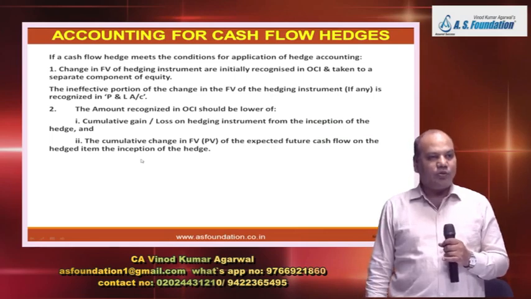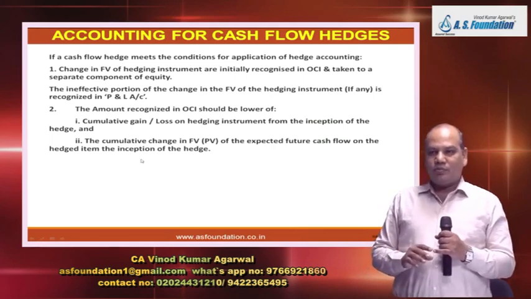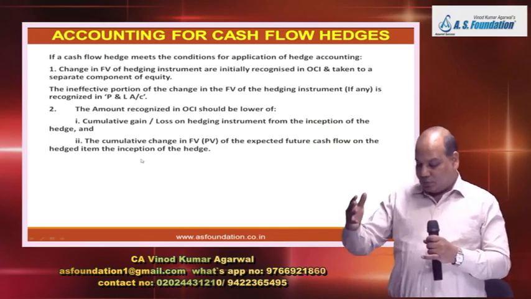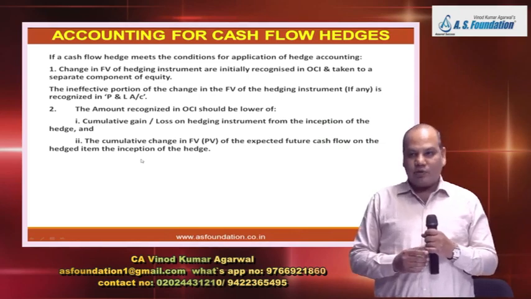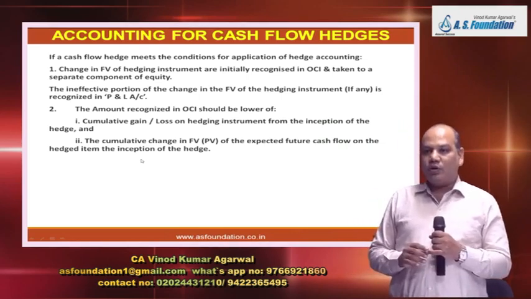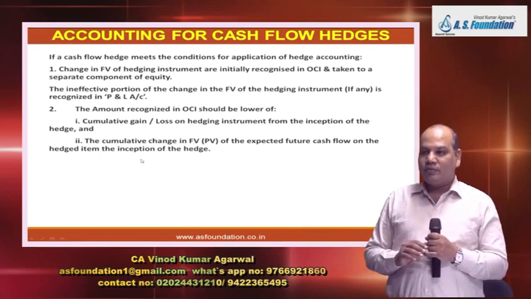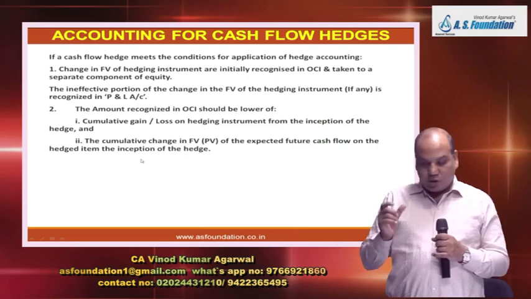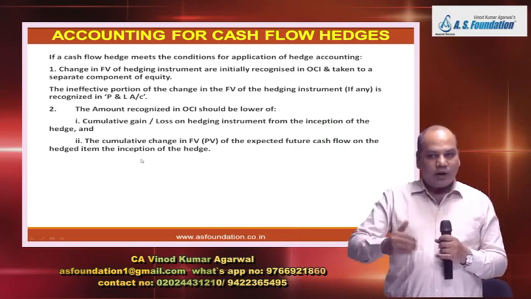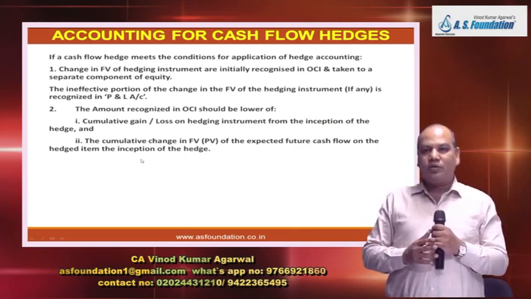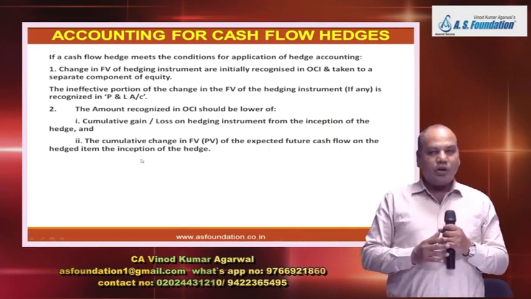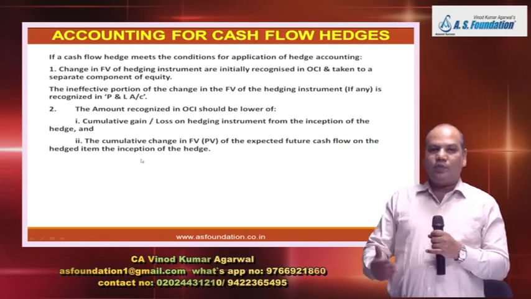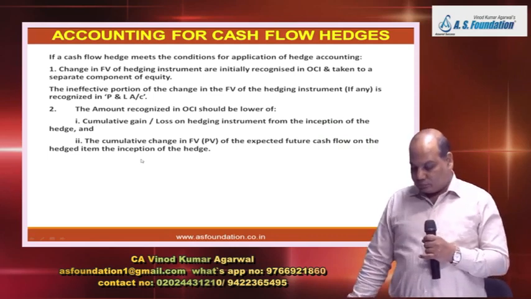In short, calculate the cumulative change in both the hedging instrument and the future cash flow of the hedged item. Whichever is lower, that is the effective hedge. And if the gain or loss is more than that, the additional gain or loss will be treated as ineffective portion. Ineffective portion will be recognized in P&L account. Only the effective portion will be carried forward.